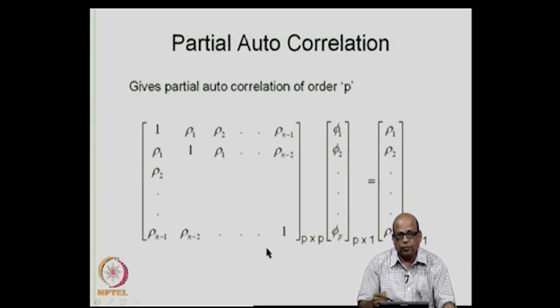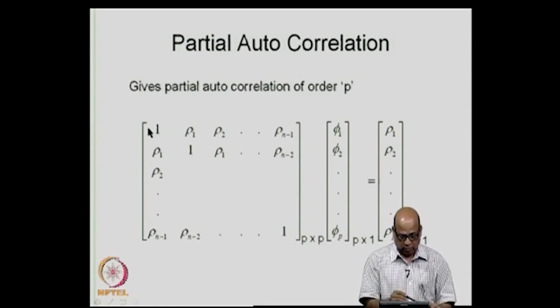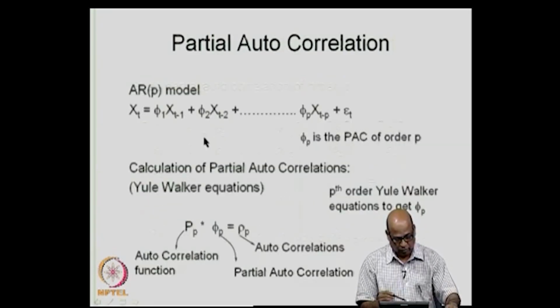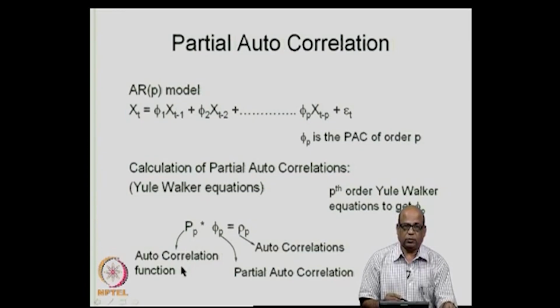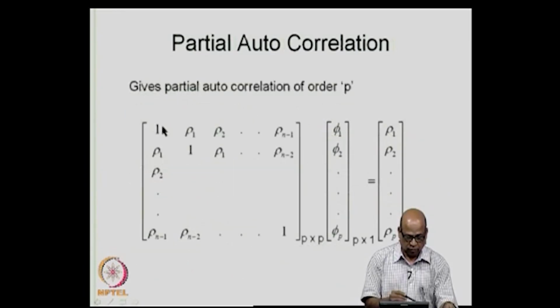So, if you write this in the long form, this is your P p, or what we call the autocorrelation function. So, the autocorrelation function is 1, rho 1, rho 2, etcetera, rho n minus 1, like this it goes, and similarly this has to be P, I am sorry, this has to be P here.